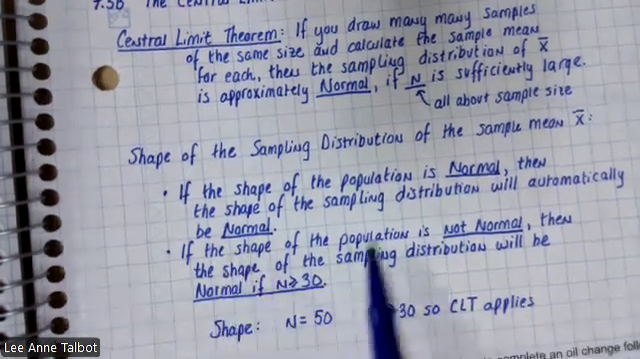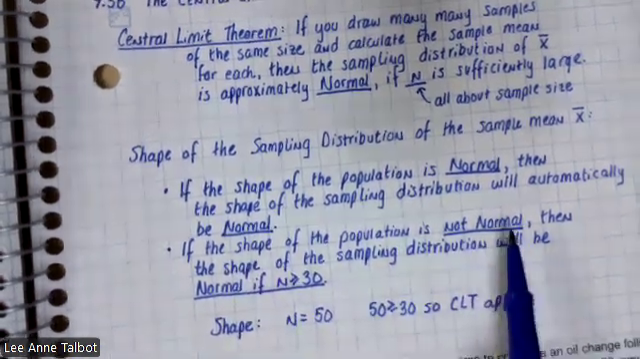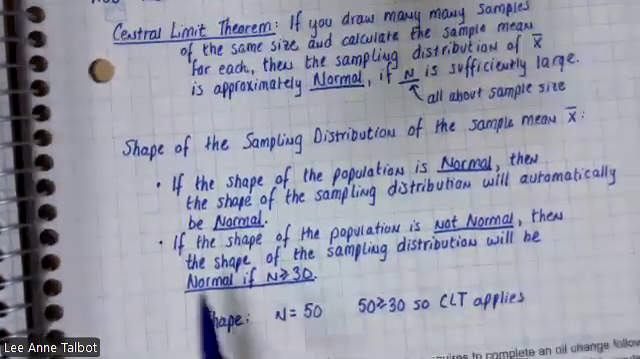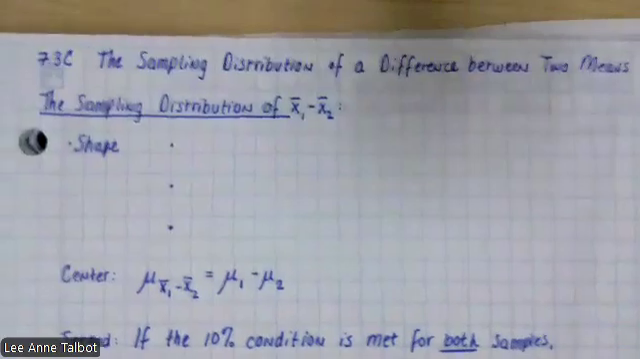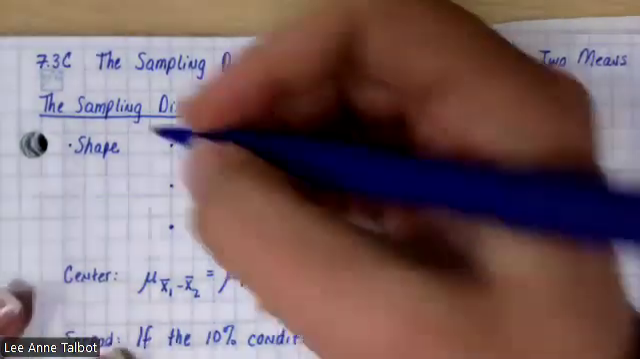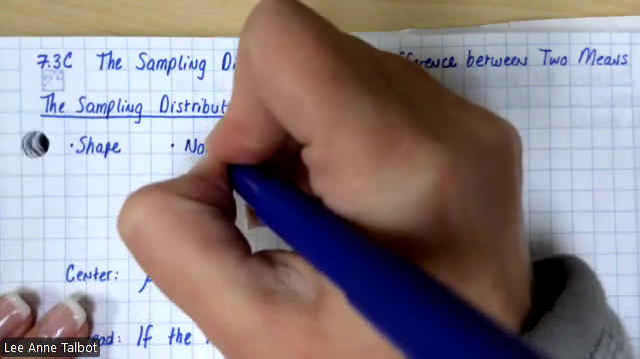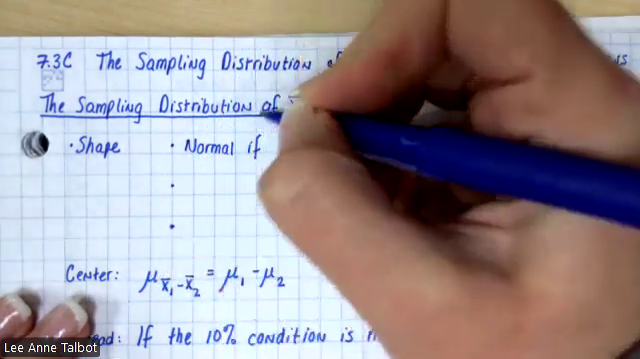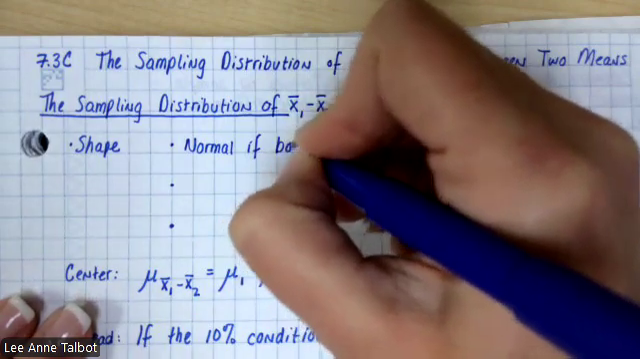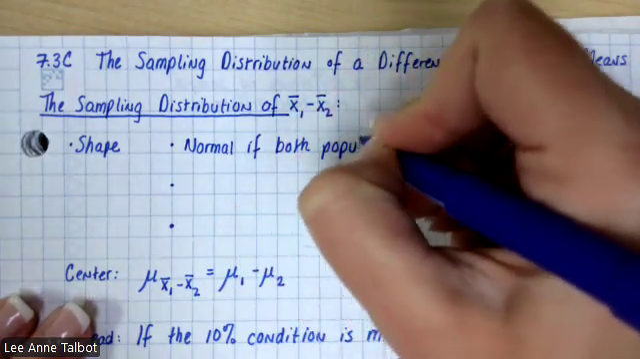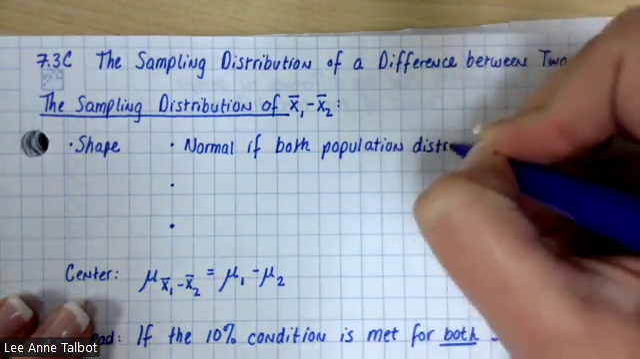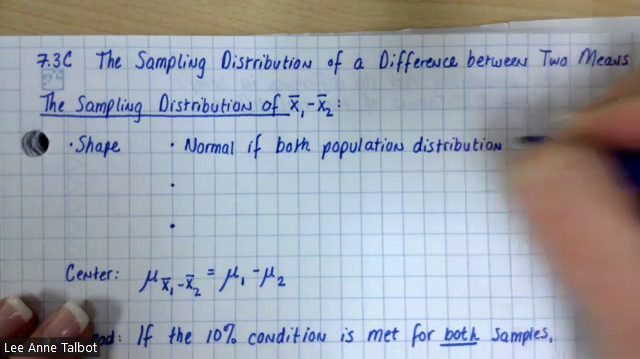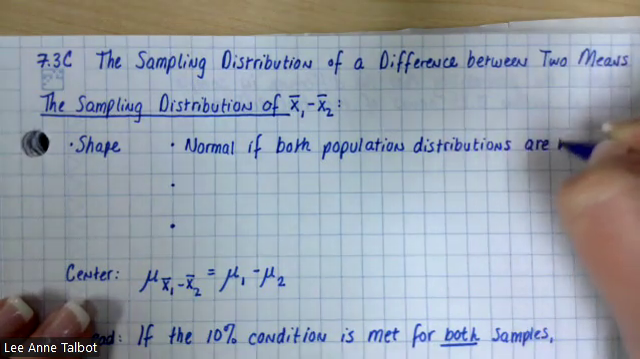We also said if the shape of the population is not normal, so anything else weird, the shape of the sampling distribution will be normal if the sample size is greater than or equal to 30. Okay, so I have 3 bullet points here. The first one I'm going to say is the shape is normal if both population distributions are normal.